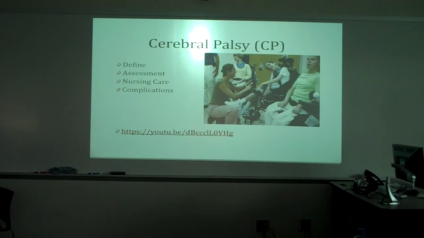So risk factors for CP are anoxia to the brain, chorioamnionitis, and do you all remember what chorio is? Infection of the spinal cord. Infection of the amniotic fluid in utero. Premature birth, multiple births, low birth weight, placental dysfunction, kernicterus, do you all remember what that is? High bilirubin level, and not enough oxygen during birth.